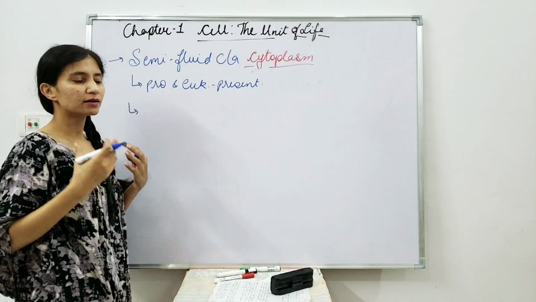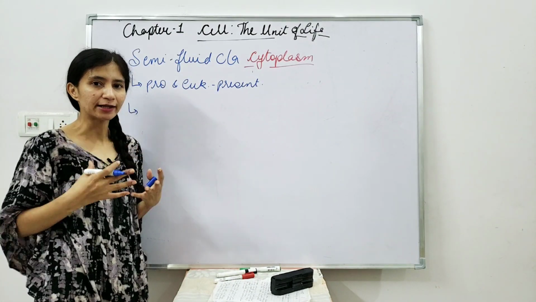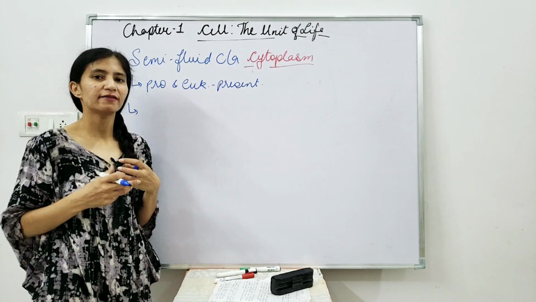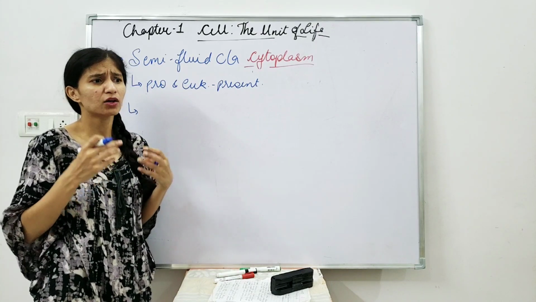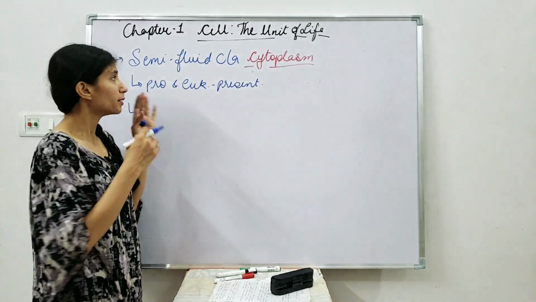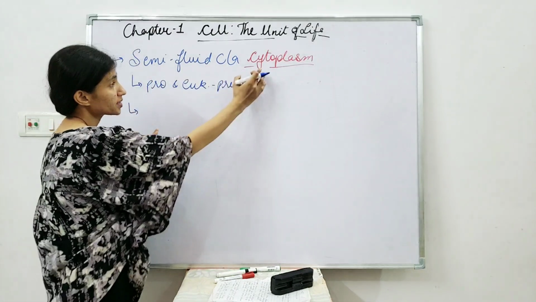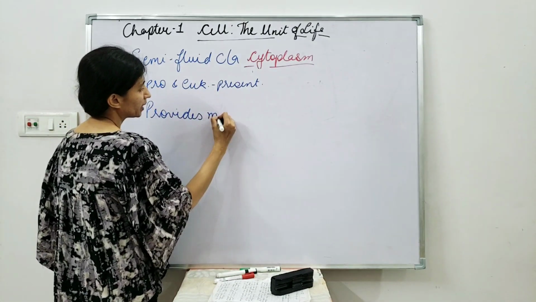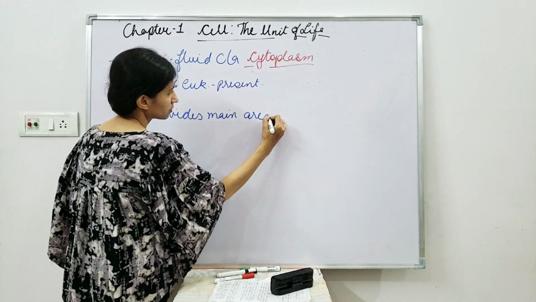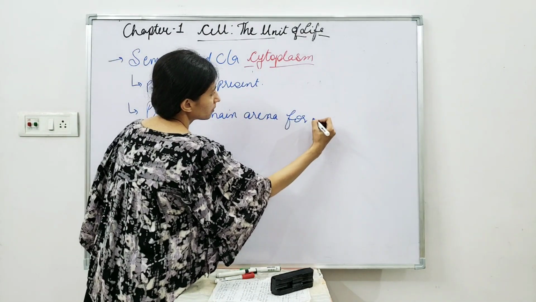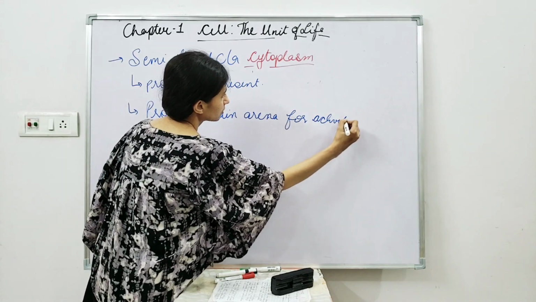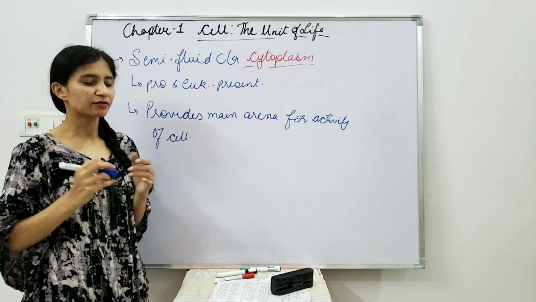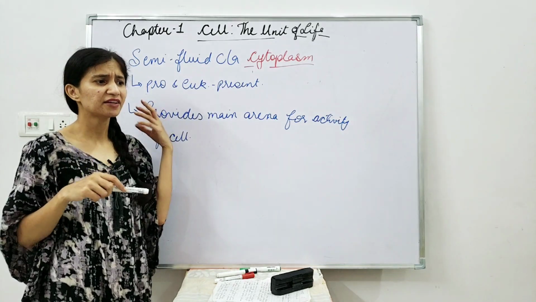Because it is actually the main arena or main center where every chemical process or every activity takes place. Each and every chemical activity or any chemical reaction that has to take place, the basic area for them is the cytoplasm. So it provides the main arena for activity of the cell.